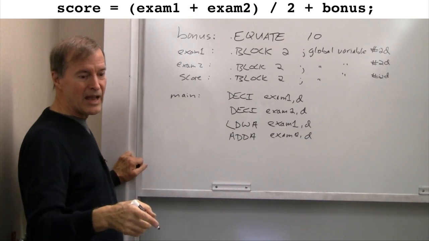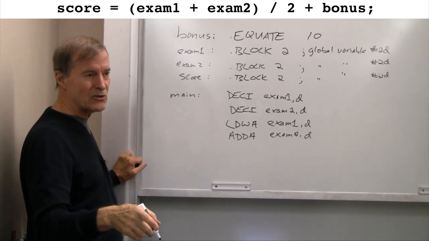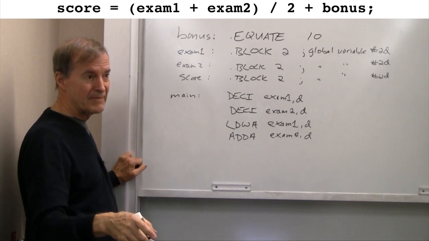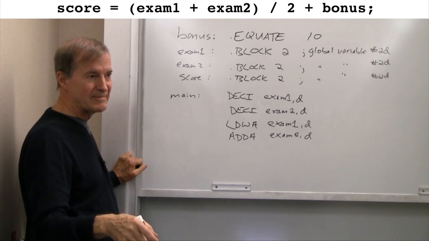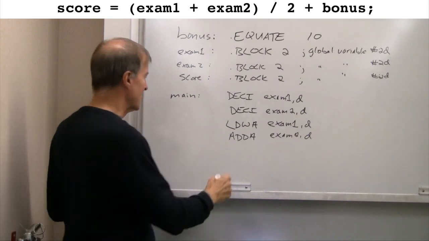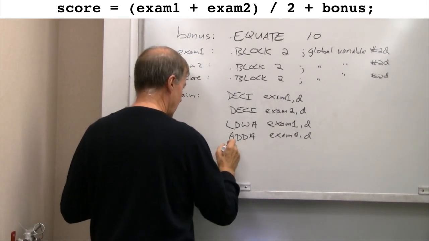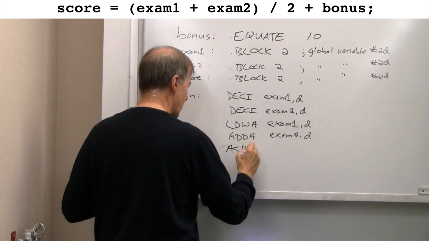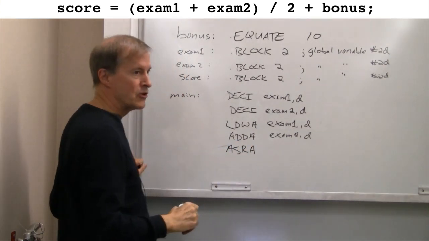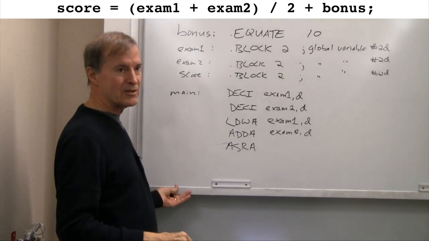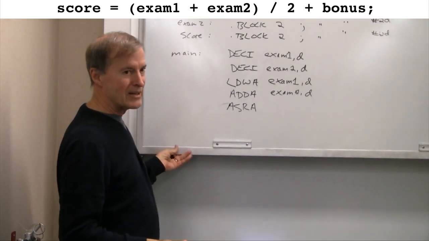Okay, and now we added, now what's the next thing? Now we have to divide that sum. Is it arithmetic shift left? Left or right? We're dividing by 2. Right. So that's what? ASR accumulator. And that's unary, so there's no operand specifier. Does everybody see how that worked? All right, are we good?